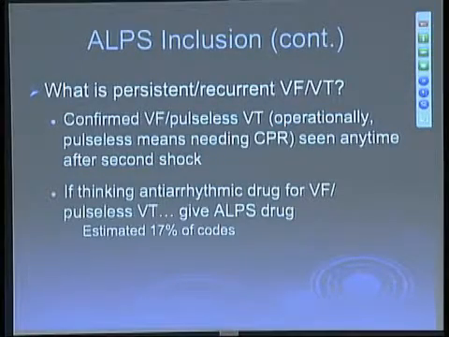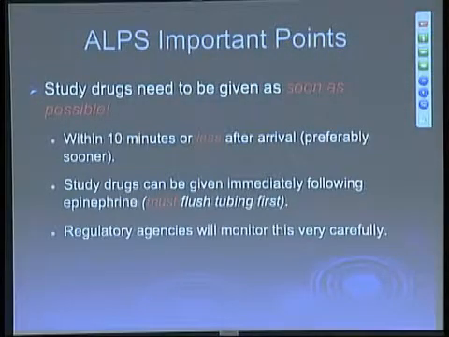So persistent recurring VFib is VFib or VTAC anytime after the second shock. If you're thinking, hey, it's time for an antidysrhythmic drug, then it's time to go to your ALPS. That's only 17% of your codes. Study drugs need to be given as soon as possible. We want them in within 10 minutes or less after your arrival. And they can give it immediately after the epinephrine, as long as you flush it.